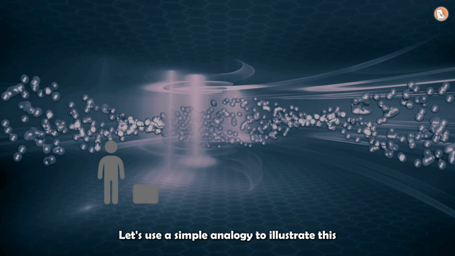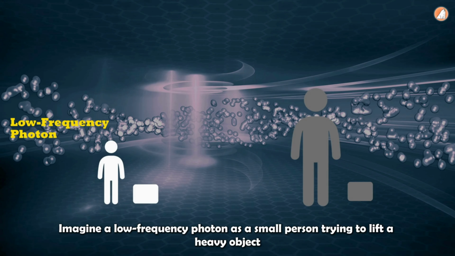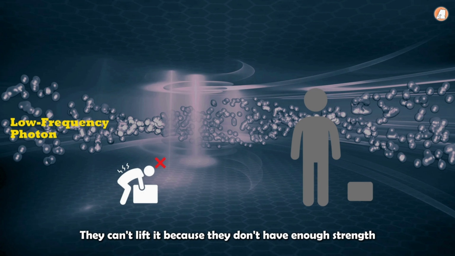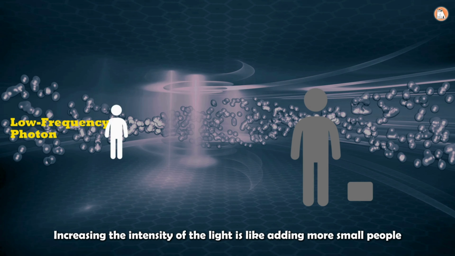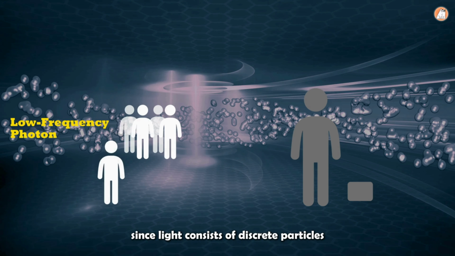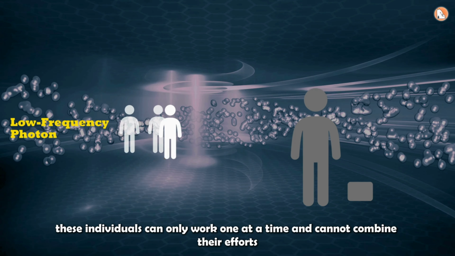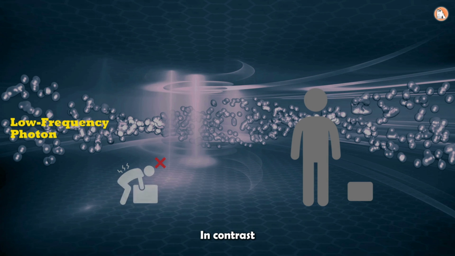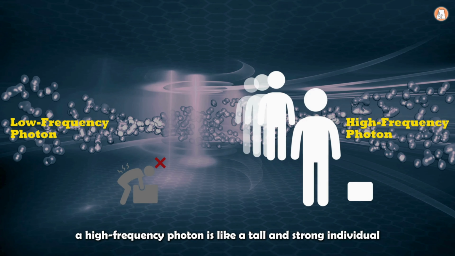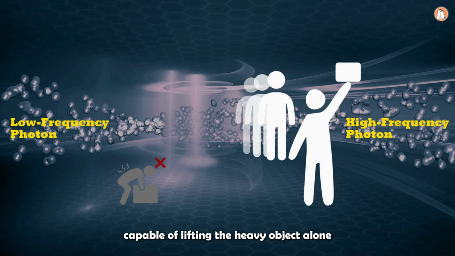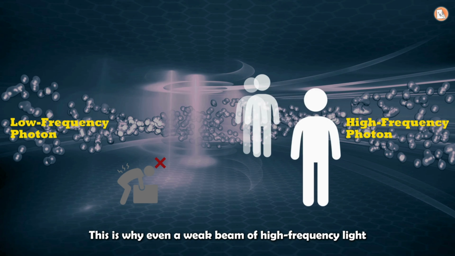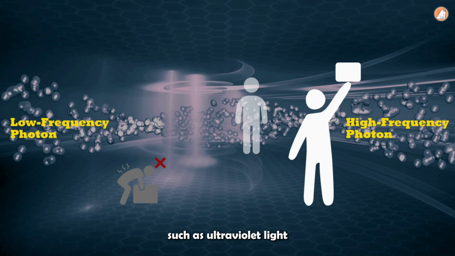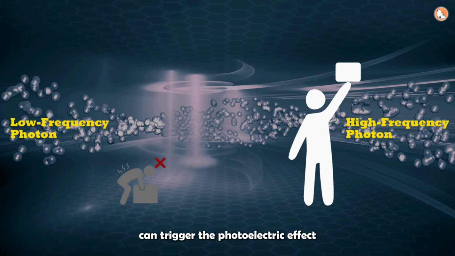Let's use a simple analogy to illustrate this. Imagine a low-frequency photon as a small person trying to lift a heavy object. They can't lift it because they don't have enough strength. Increasing the intensity of the light is like adding more small people. However, since light consists of discrete particles, these individuals can only work one at a time and cannot combine their efforts. In contrast, a high-frequency photon is like a tall and strong individual capable of lifting the heavy object alone. This is why even a weak beam of high-frequency light, such as ultraviolet light, can trigger the photoelectric effect.